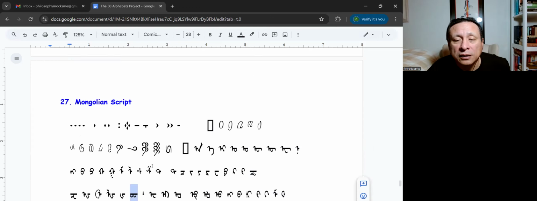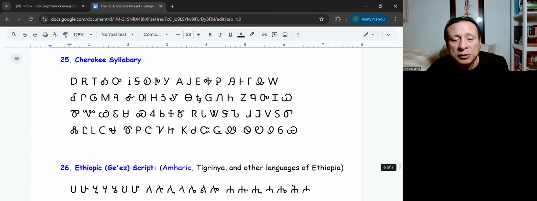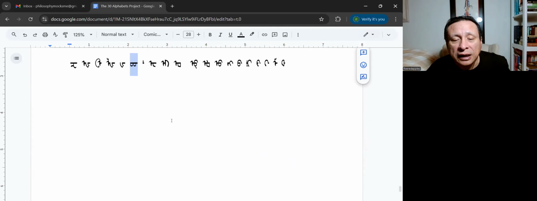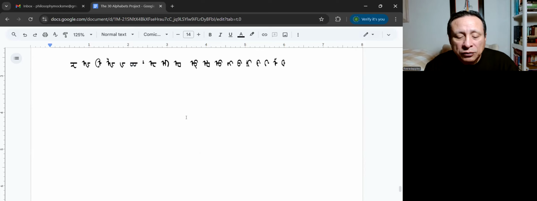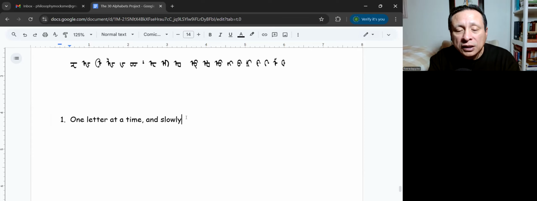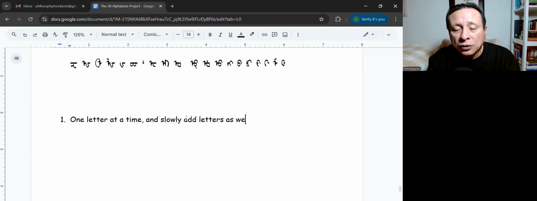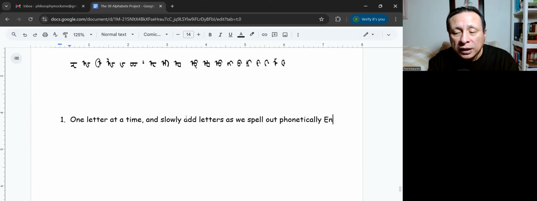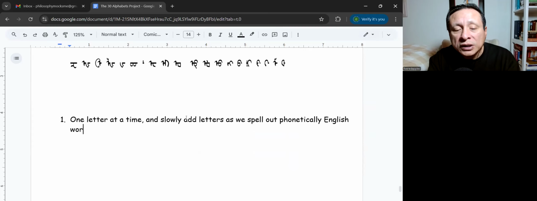That's how it's gonna go. So let me put down here at the end. I had my notes, I was gonna explain it to you, but of course I lost my notes when I started to do this. This is the way we do it. Generally we just go one letter at a time and slowly add letters as we spell out phonetically English words, and English words because you know what they're supposed to sound like.